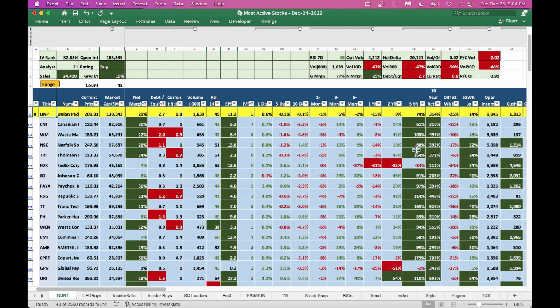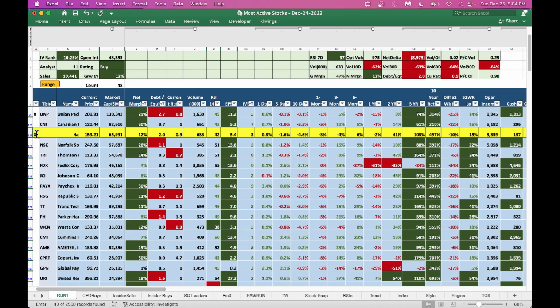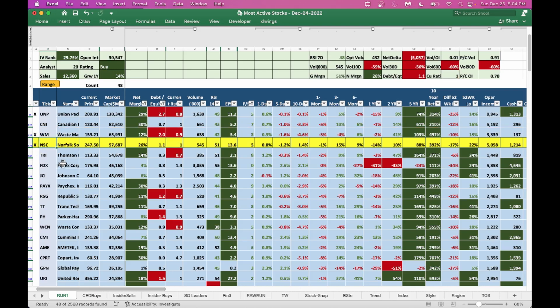CNI, waste management. Waste management is a keeper. It's a great company. You could add to your portfolio. And we got Norfolk Southern, also a great company here. Performance is even better than UNP here. I can add this to the portfolio. You could pick one of these two because both are into railroads. Both NSC and UNP both are into railroads. And then you got a few more here. FedEx, Thomson Reuters, and so on and so forth here.